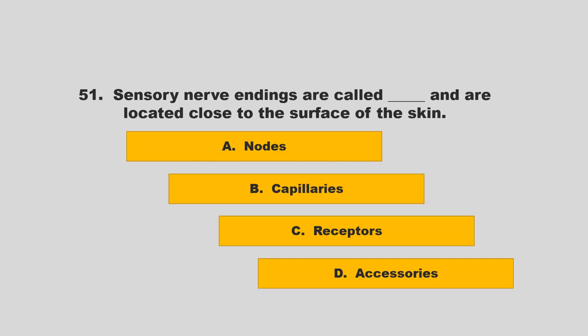Sensory nerve endings are called blank and are located close to the surface of the skin. Nodes, capillaries, receptors, accessories. If you chose C, receptors, you are correct.